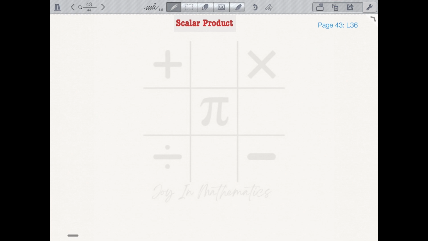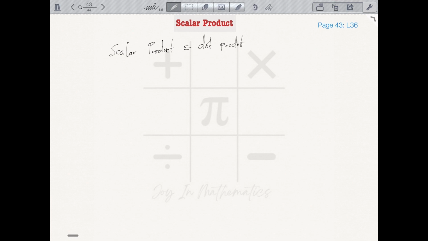This time we are going to start with scalar product. So what is scalar product? Scalar product is mostly known as dot product. Okay, so scalar product can also be called dot product.